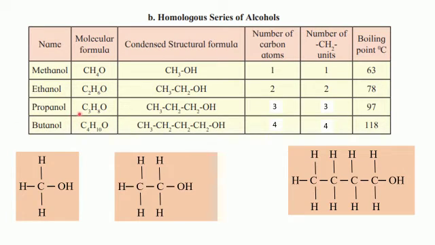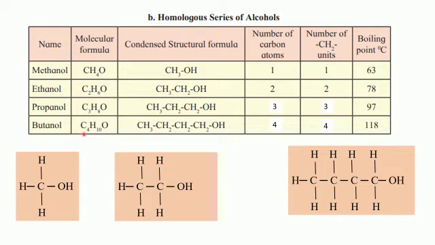Next is propanol, C3H8O. The condensed structural formula will be CH3 CH2 CH2 OH, and the number of carbon atoms will be 3. CH2 units will also be 3.